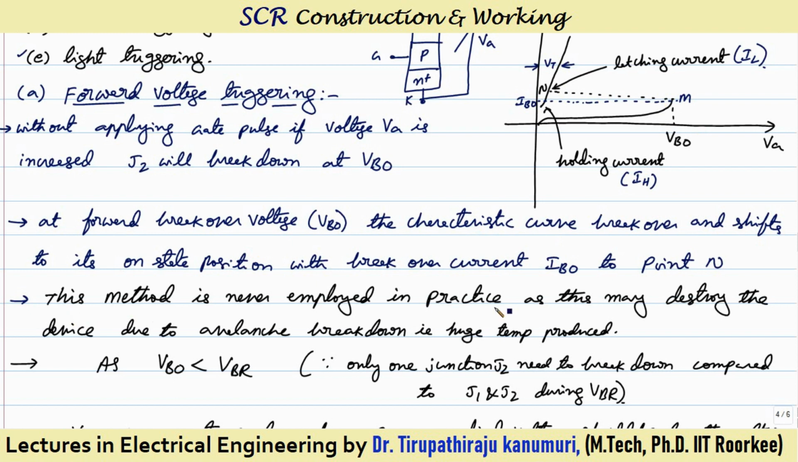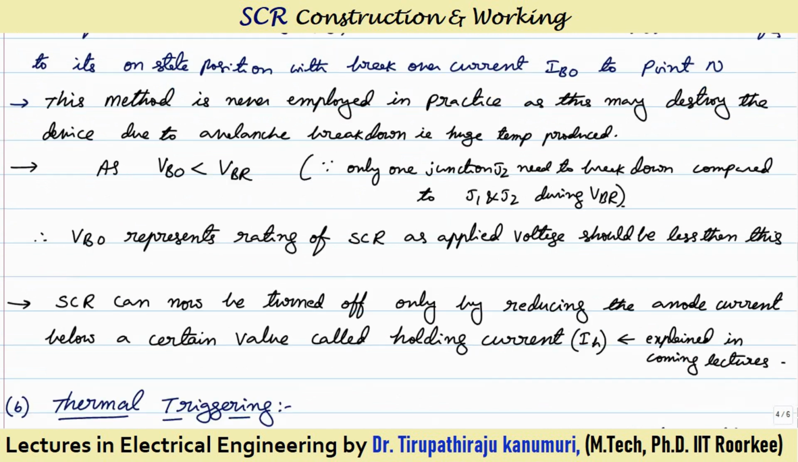This method is never employed in practice, as it may destroy the device due to avalanche breakdown, that is, the huge temperature or huge heat that is produced. As we know, the value of VBO is less than VBR whenever the thyristor is there. What is the reason why VBO is less than VBR? I have already discussed this. In this case, only one junction J2 needs to break down, compared to the junctions J1 and J2 during the reverse breakdown condition, that means both junctions should break down. Therefore VBO represents the rating of the SCR, as the applied voltage should be less than this rating. Because if the applied voltage is less than this, reverse breakdown will never happen and forward breakdown also will not happen. So your SCR is safe.